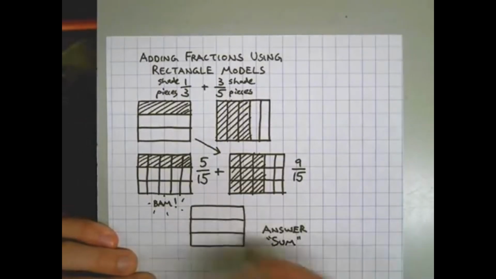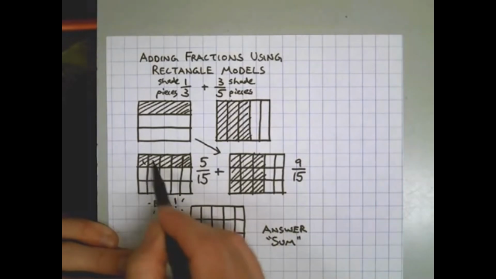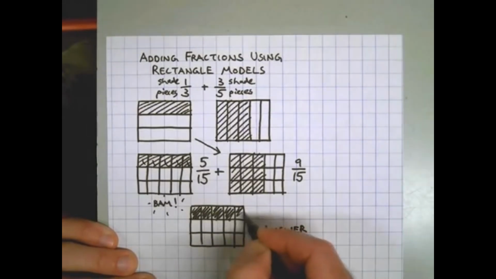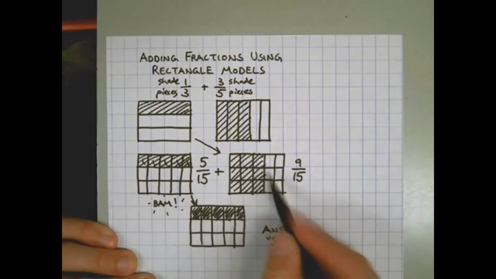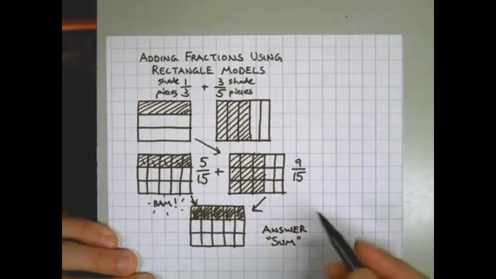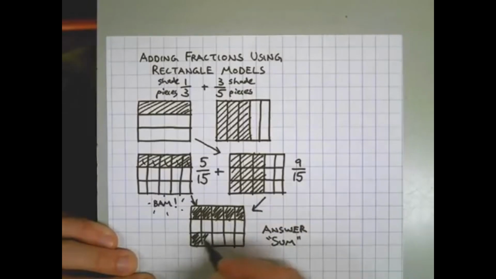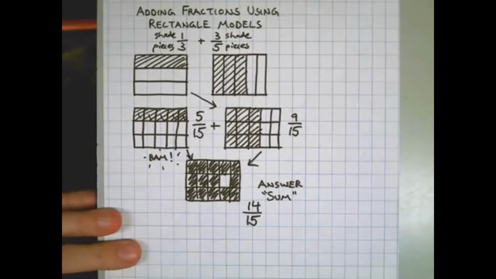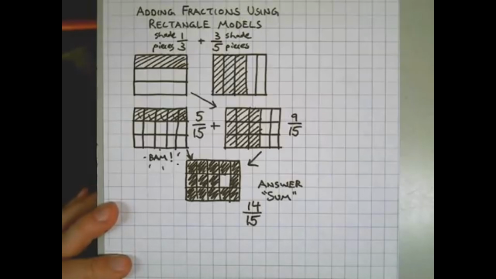So I'm going to draw my thirds, my fifths, and I'm literally going to take 1, 2, 3, 4, 5 of those into there. And I'm taking 9 into there. And it doesn't matter where they go, the total will be the same. So I'm going to go 1, 2, 3, 4, 5, 6, 7, 8, 9. Now my total is 14 15ths. Let me scoot it up there. Bam! 14 out of 15, and I've used the word bam twice in this video. That is my quota. I will not use it again.